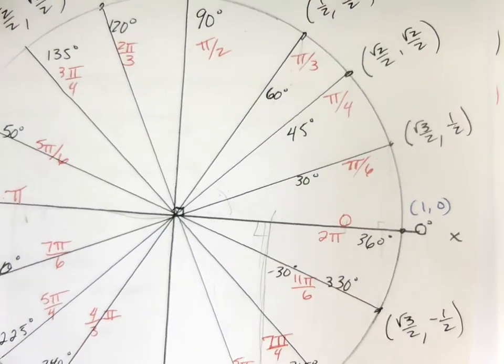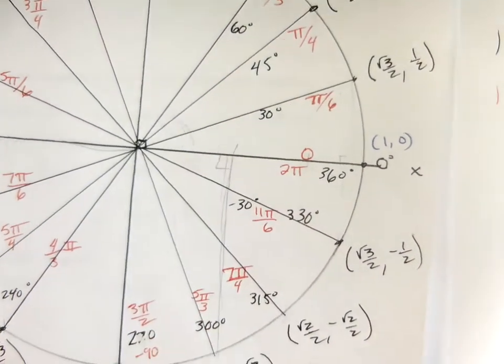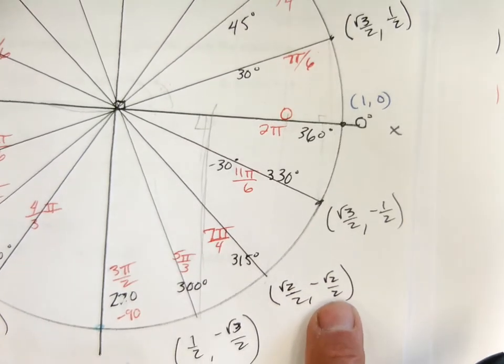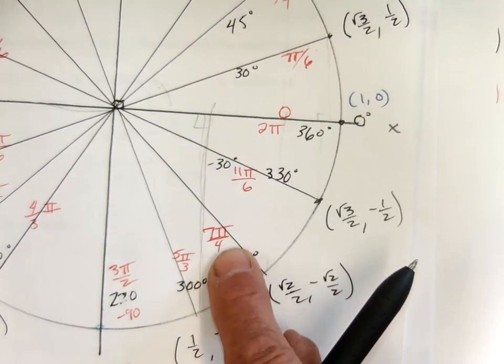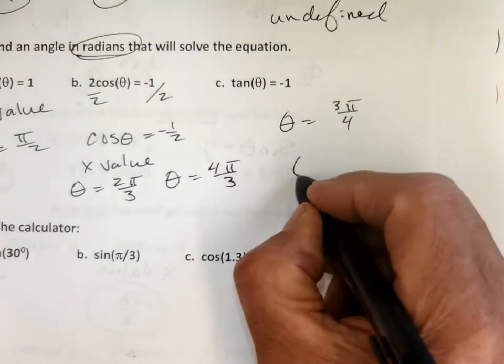Where else does that happen? One other spot, and that's right here. Negative square root of 2 over 2. It's dividing by itself. It's also at 7 pi 4.